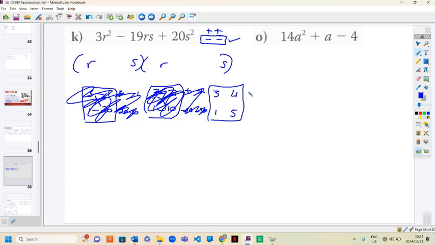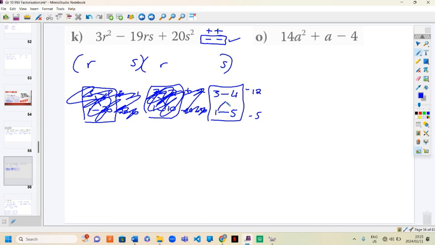Let's look at this one. Now I've got 3 times 4, which gives me 12. And 1 and 5 gives me 5. They're both negative, so I'm getting quite close here. That's going to give me negative 17. That's almost there, 2 off. Right, let's try this one.